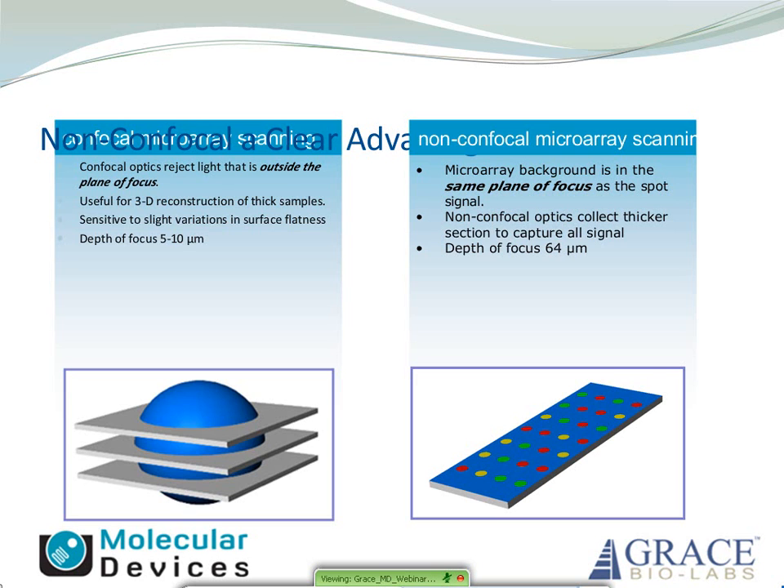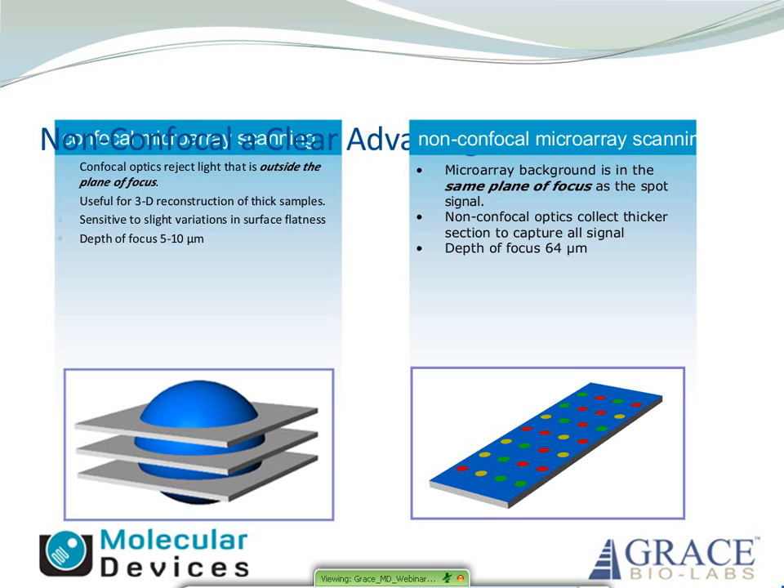So there's always a debate if a confocal or non-confocal system is better for scanning microarrays. On the left, you can see a confocal system like it is being used in microscopy as well as in some microarray scanners. With such an optical system, you reject light that is outside the plane of focus, that is displayed by the slices through the ball on the left.